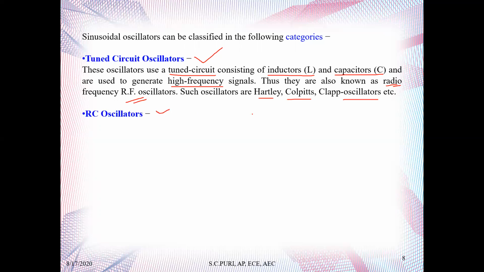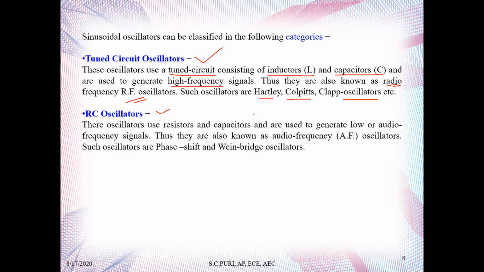Next is RC oscillators. These oscillators use resistors and capacitors and are used to generate low or audio frequency signals. Thus they are also known as audio oscillators, such as phase shift and Wien bridge oscillators. These are actually our concern. This is included in the syllabus.